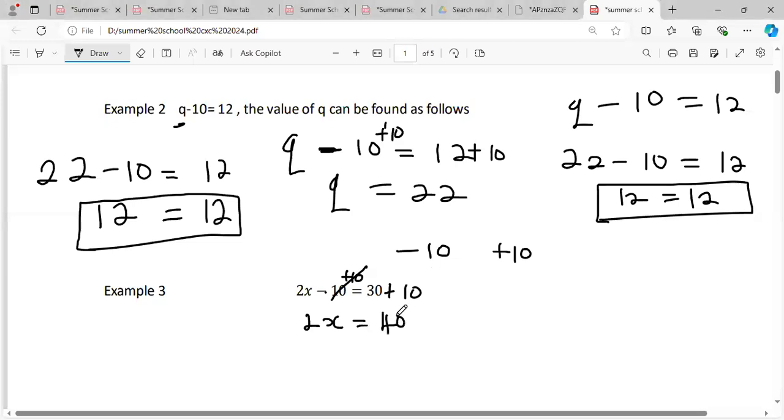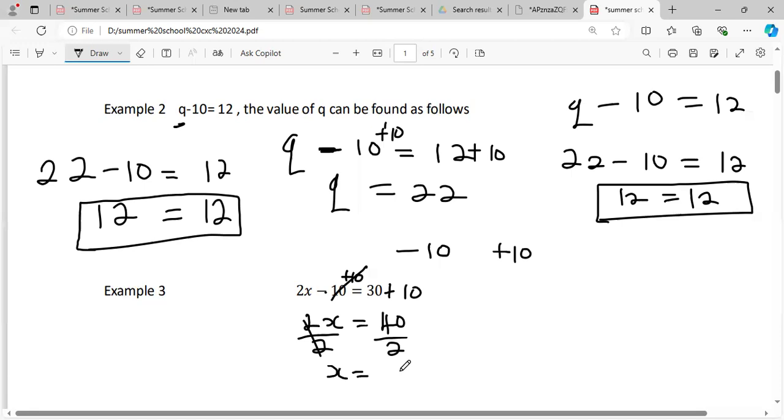Right? And then the final step, we take the inverse of multiplication, which we discussed up there, so that will be division. So what we do now is just divide by 2. And we get our answer. So 40 divided by 2 is 20.